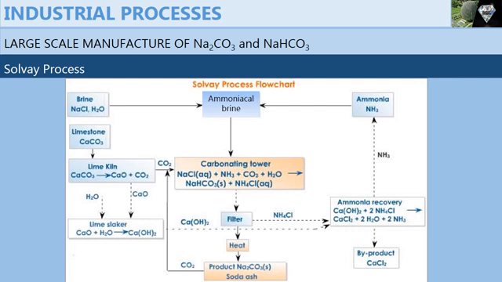The sodium hydrogen carbonate produced in the carbonator is separated from ammonium chloride by filtration, and the sodium hydrogen carbonate is heated to produce sodium carbonate, that is soda ash. The carbon(IV) oxide that is produced after heating sodium hydrogen carbonate is recycled back into the carbonator.